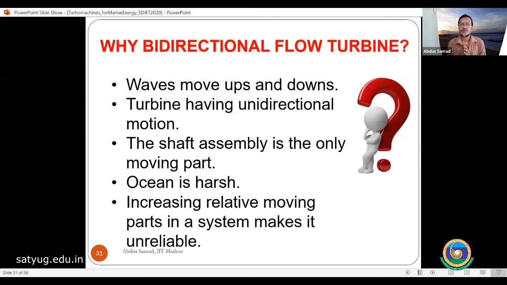The shaft assembly is the only moving part, and another is that the wave moves. So the wave moves up and down, and it is giving a breathing action. We are taking breaths. So continuously flow is reversing, but the turbine must be rotating in one direction. That is the main mission. That's why we use a bidirectional turbine.